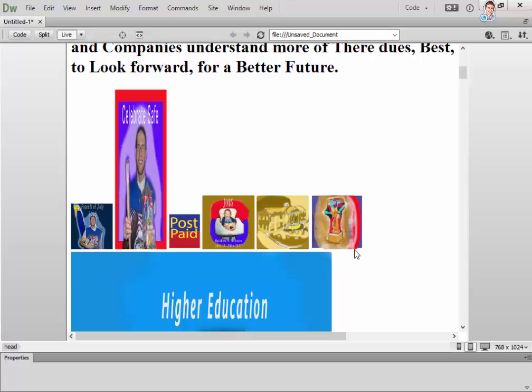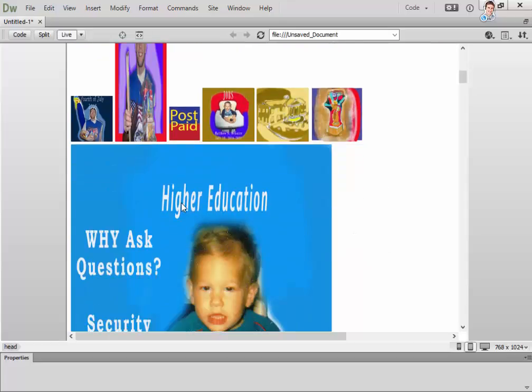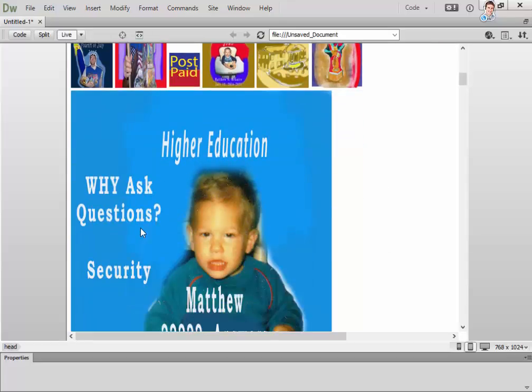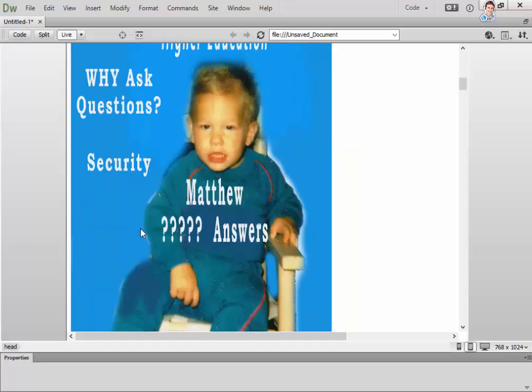If anybody would say that maybe the next project I want to work on talks about the coding, or maybe just the tools, or something like that. But this right here talks about higher education, and why to ask questions for security.